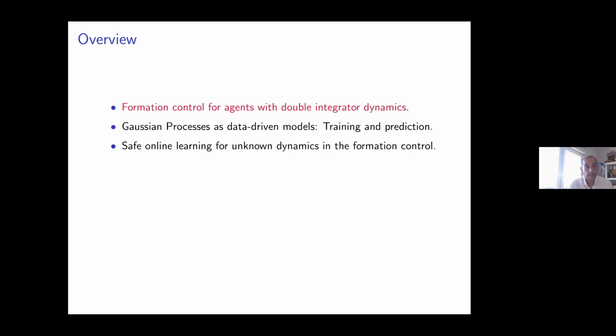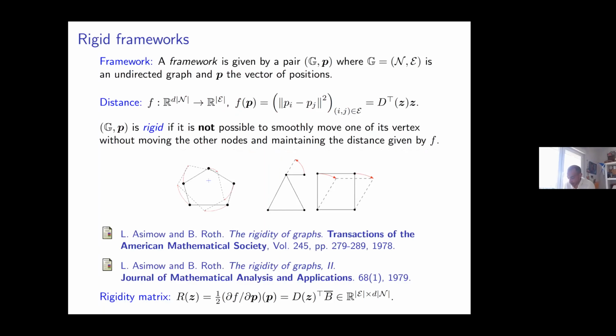So this theory for formation control, the theory that I will comment on today, is based on rigidity theory. To talk about rigid graphs or rigidity frameworks, we first need to introduce what a framework is.